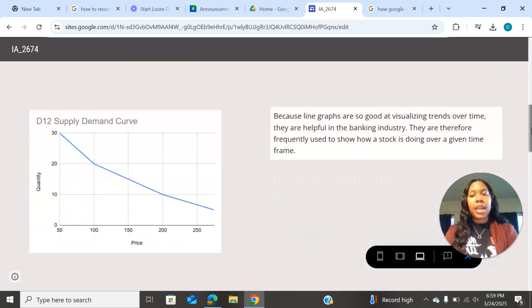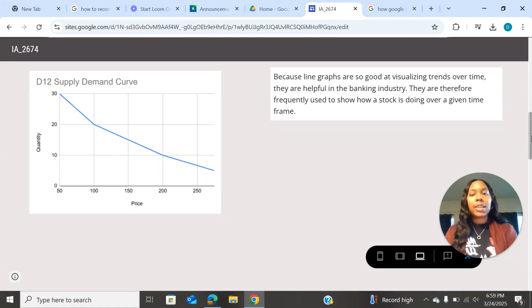Moving on, my next chart is a line graph. A line graph is often familiar for many people as well, especially if you're a math person. Line graphs are really good at visualizing trends over time. They're really helpful in the banking industry. They're frequently used to show how a stock is doing over a given time frame.